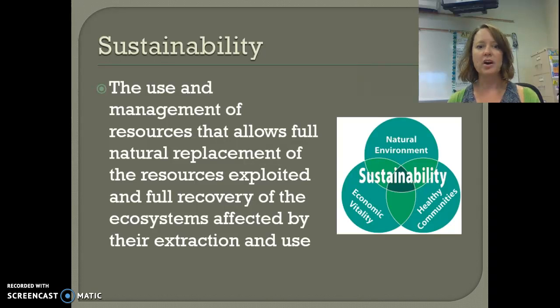All right, so the definition of sustainability is the use and management of resources that allows full natural replacement of the resources exploited and full recovery of the ecosystems affected by their extraction and use. So we want to use the resources that we need to make sure that we maintain our economic vitality, that we are maintaining our health and meeting our basic needs, while at the same time ensuring that we're not using these resources at a rate that they cannot be naturally replenished, and to make sure that our ecosystems can recover.